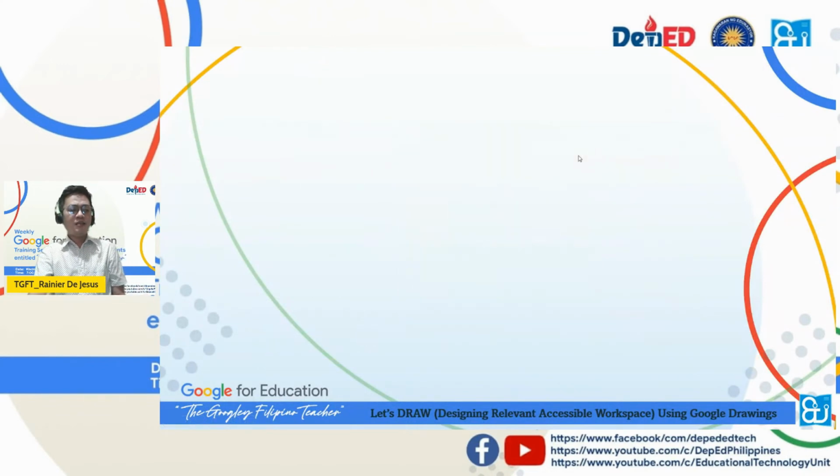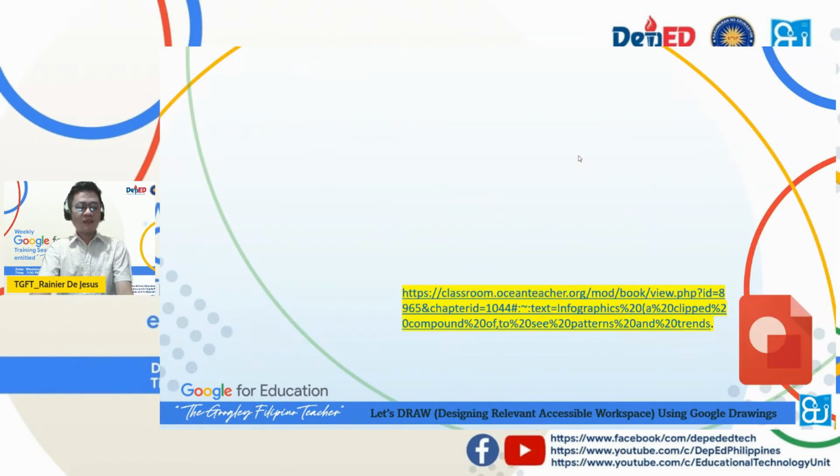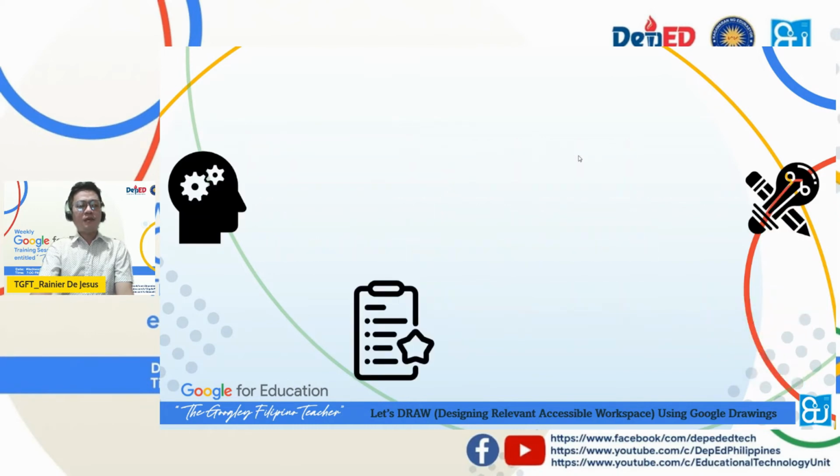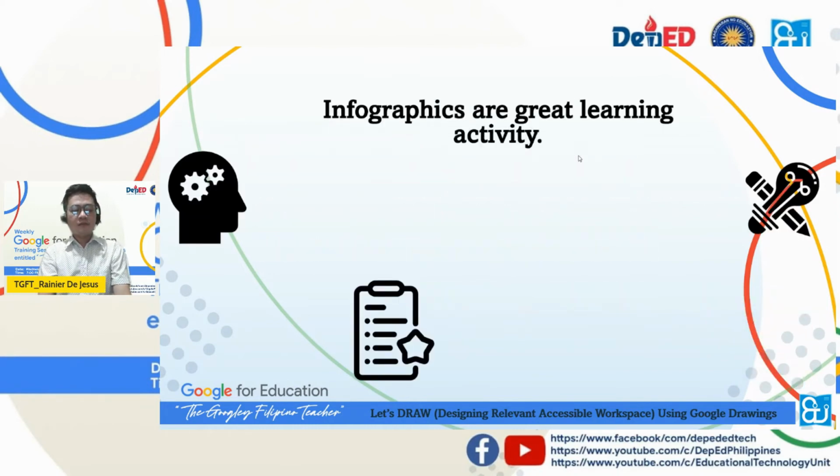Okay, let's have the next set of online strategy. Using Google Drawings, we can produce or create an infographic. Infographic is a graphical representation or visual representation of information, data, or knowledge intended to present information quickly and clearly. Somehow, these are the possible characteristics and benefits na pwede natin makuha using infographics.